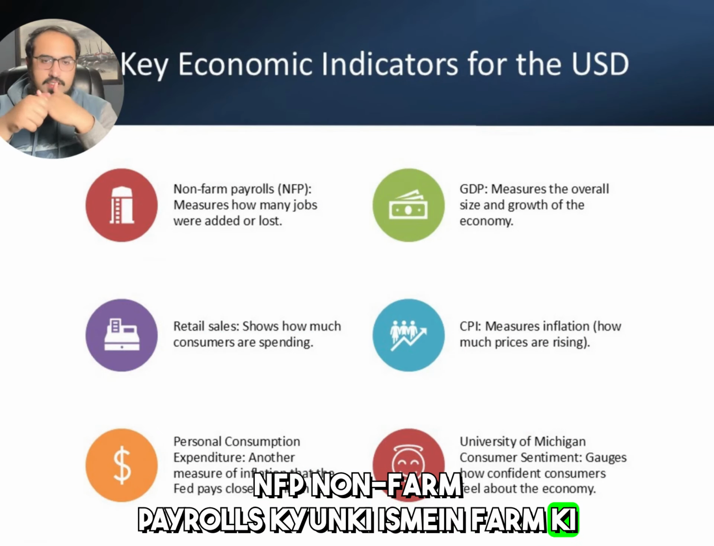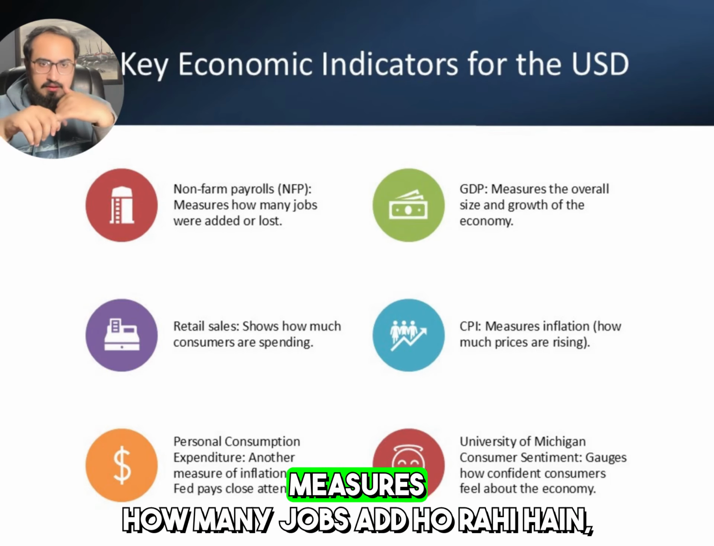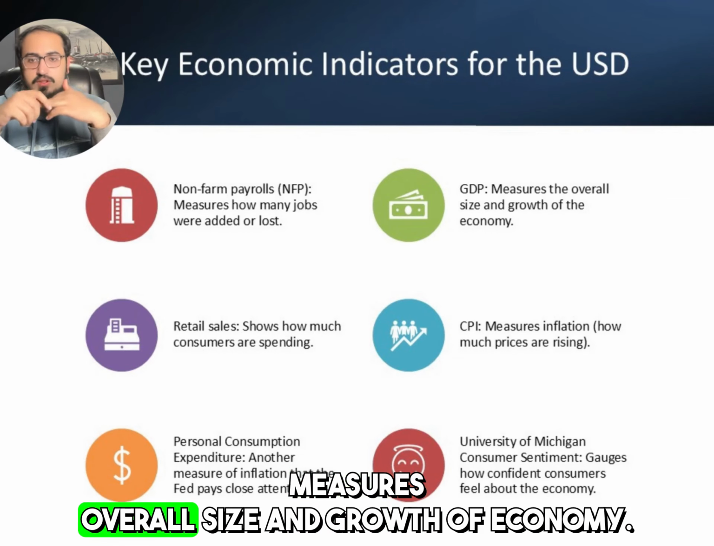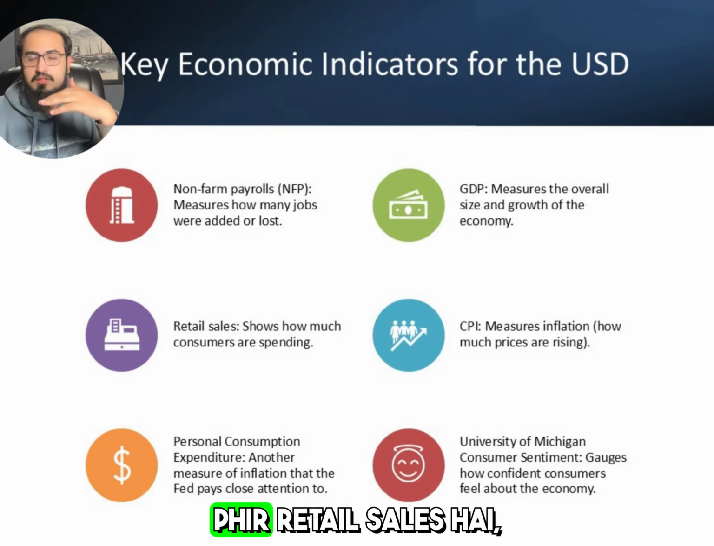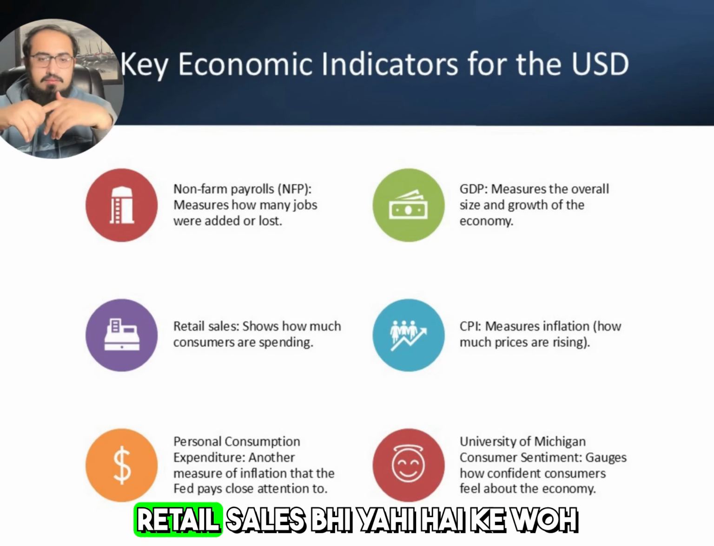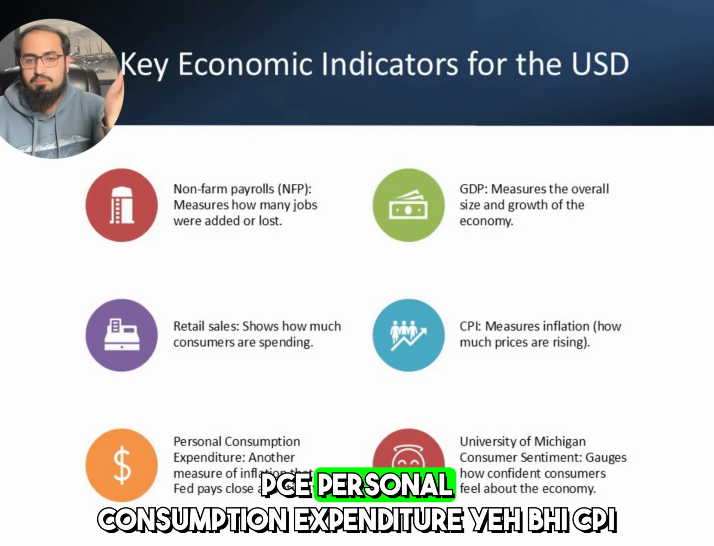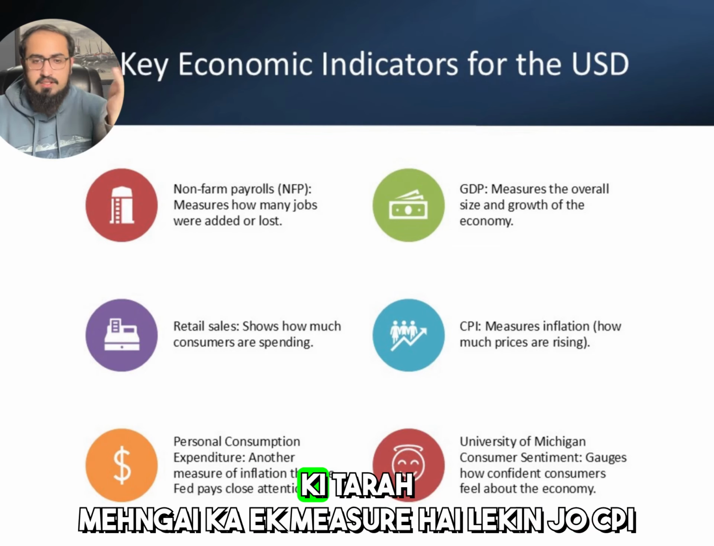So what are the economic indicators of the US? NFP, non-farm payrolls, because the changes in farm jobs are seasonal, they are not added. It measures the jobs added and lost. Then GDP measures the overall size and growth of the economy. Retail sales show how much consumers are spending. CPI shows how much the inflation is. Retail sales also indicate how much people are purchasing. PCE is personal consumption expenditure.